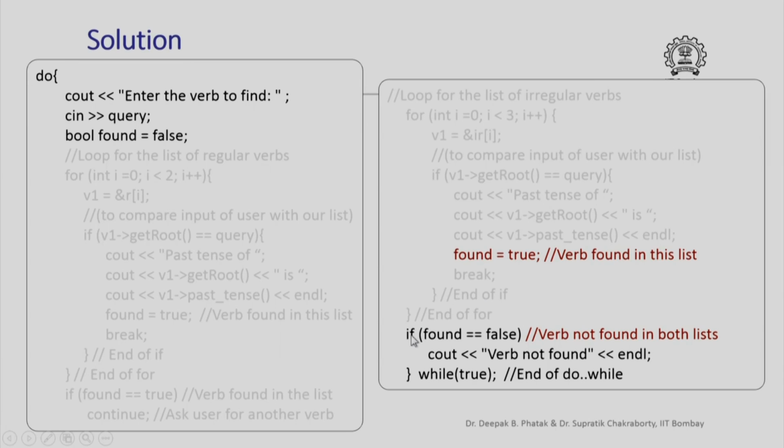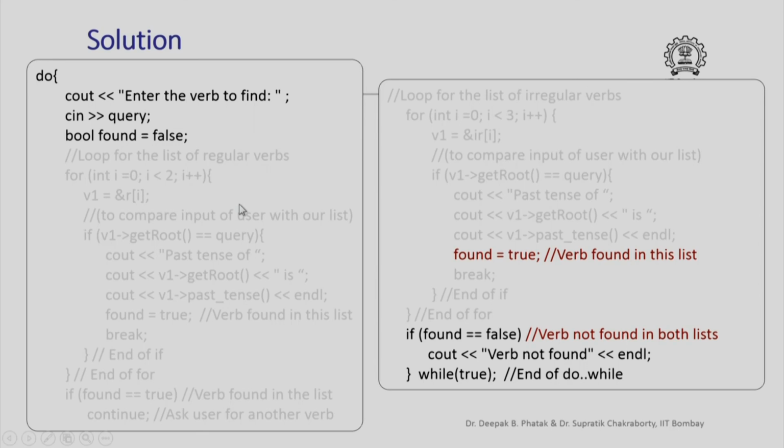Of course, if we have not found it either here or here in the list of regular or irregular verbs, then found is false because it was initialized to false over there, and then we can say verb not found and we can go back and ask for the next verb. So as you can see, this is truly an infinite loop where we keep asking for a verb, see whether it is in the list of regular verbs. If so, we print out its past tense by invoking the past tense method of the derived class regular, and if it is in the list of irregular verbs, we print out its past tense by invoking the method past tense in the derived class irregular.